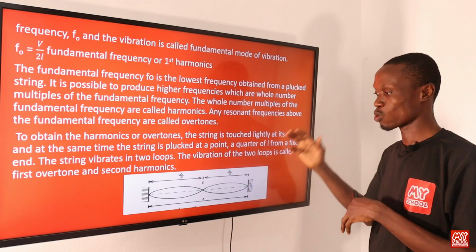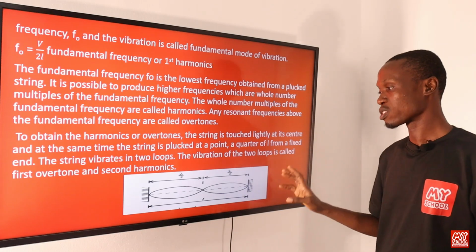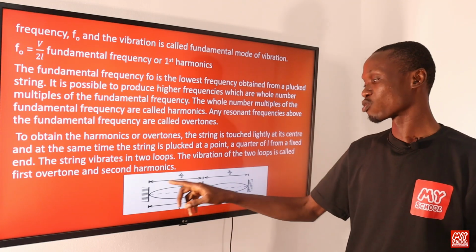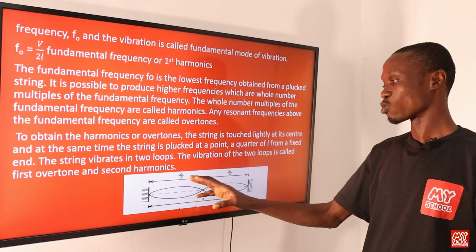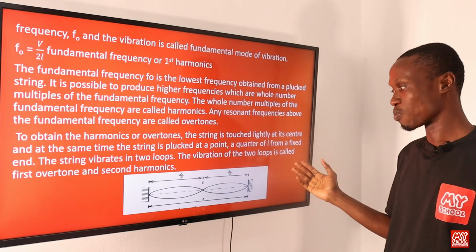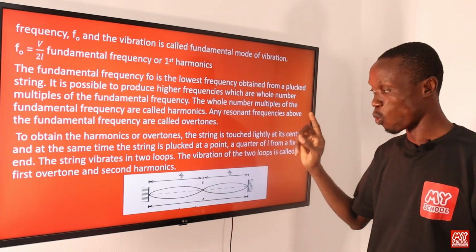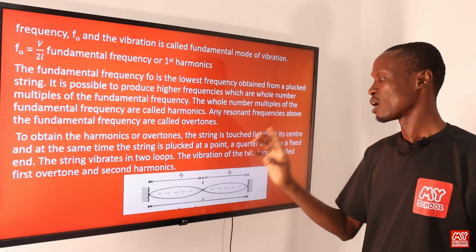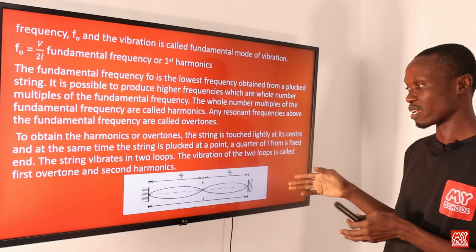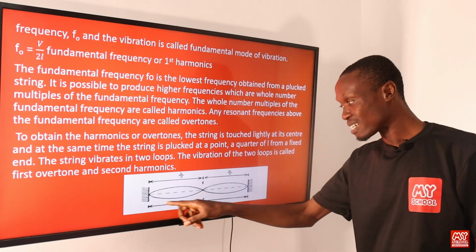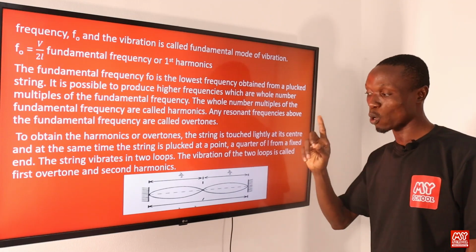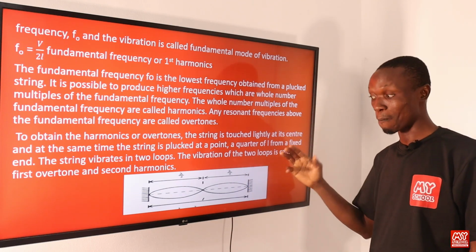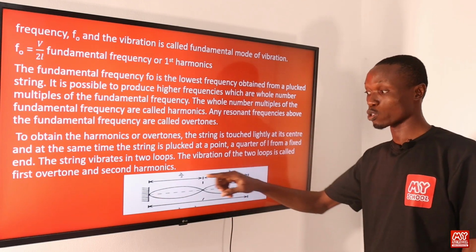On the next slide, we are going to derive a formula here. But take note, the length of the string still remains the same. What only happened is that the string was touched in the middle to create two loops instead of one loop. Remember that each loop is equal to lambda divided by 2. So the length of the string will now be lambda divided by 2 plus lambda divided by 2, because the length of the string is now equal to two loops, right?